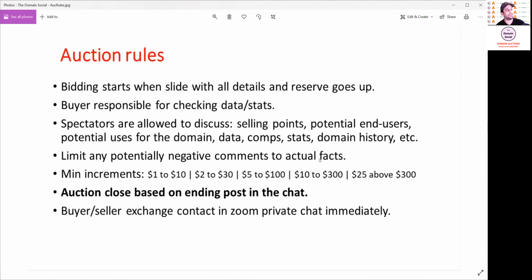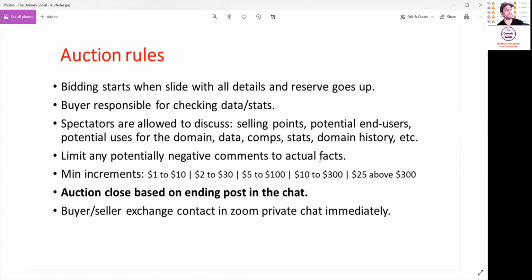So people watching, spectators to the auction, basically everybody in the social can talk about various things to help sell the domain: selling points of the domain, potential end users, potential uses for the domain, any data or sales comparisons, we call comps, any statistics, domain history, anything like that. The auctions are recorded, so just in case something doesn't sell, or to protect the value to the buyer, try to limit any potential negative comments to facts. Like if there's anything wrong with the domain, you can bring it up as long as it's factual.